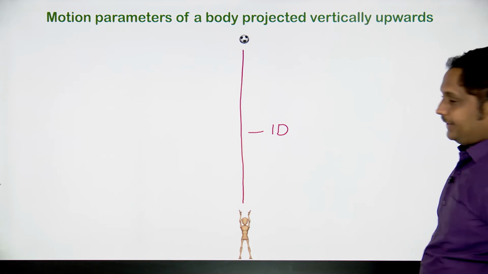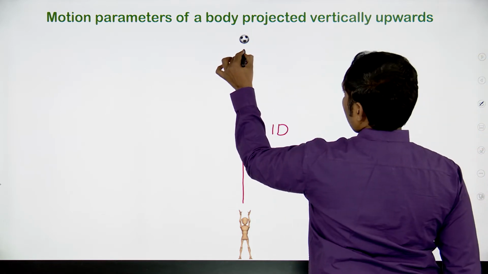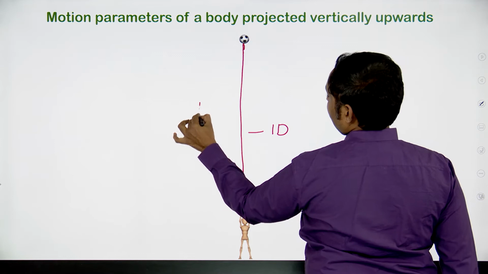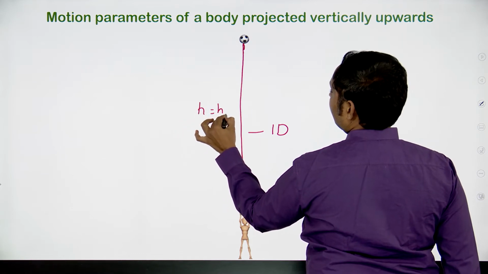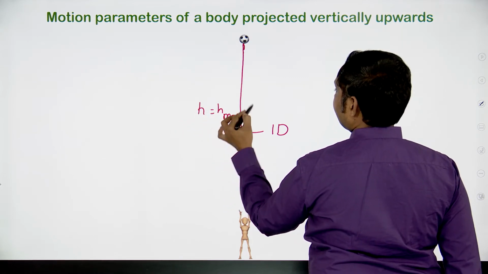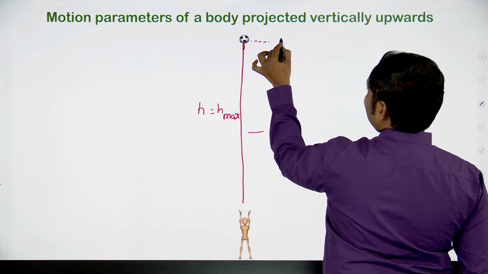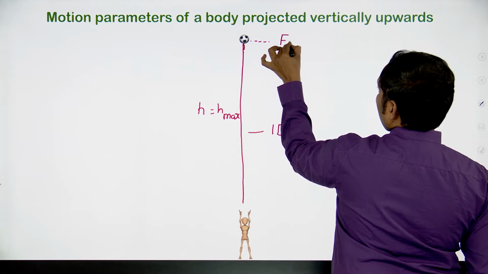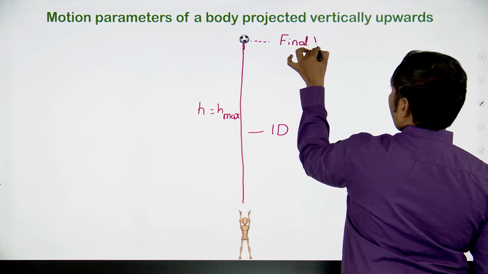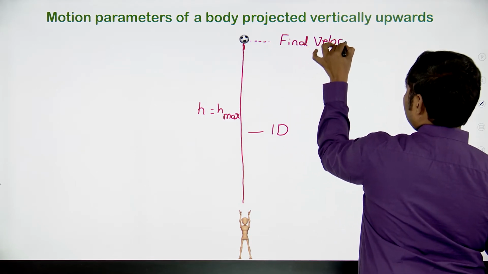When it has reached this point, you have to say h is equal to h maximum. This is the maximum point. What happens is the final velocity becomes 0.